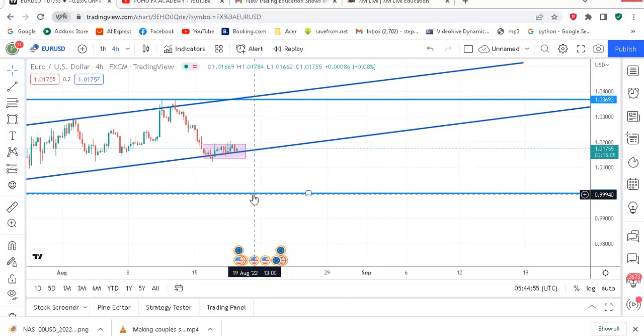So I don't think I need to add more trend lines here. I think here we just need to look for consolidation to decide whether... there it is.